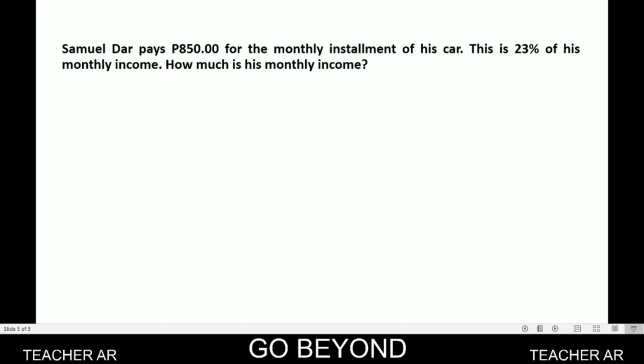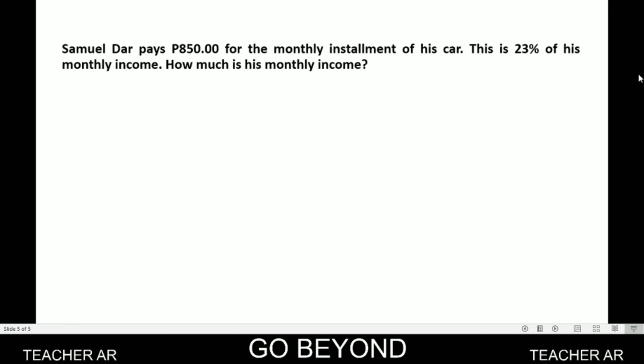Samuel Dar pays 850 pesos for the monthly installment of his car. This is 23% of his monthly income. How much is his monthly income? So now, the first thing that we need to do is understand the problem so that we can identify kung ano ang hinahanap sa problem. Is it the percentage? Is it the base? Or is it the rate?